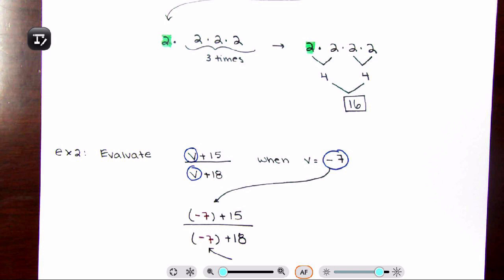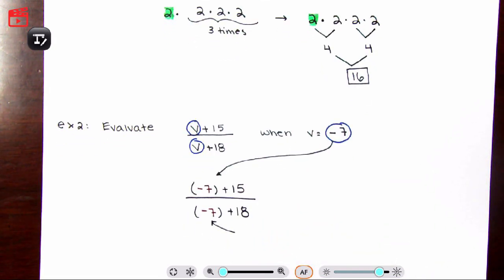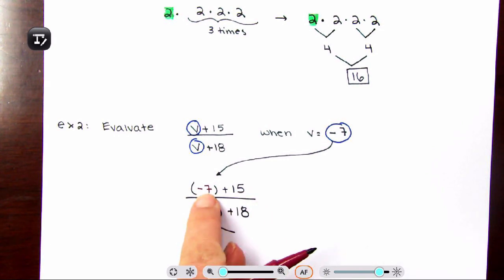And now we are going to simplify. If you want to use counters, that's fine. You don't have to use counters. If you would like to use a number line, that's fine. Or you can simply see that I have 15 and I have -7. That means 15 minus 7. You can kind of read it like that. So 15 minus 7, I don't know what that is.